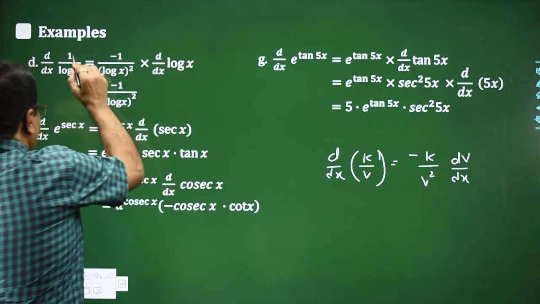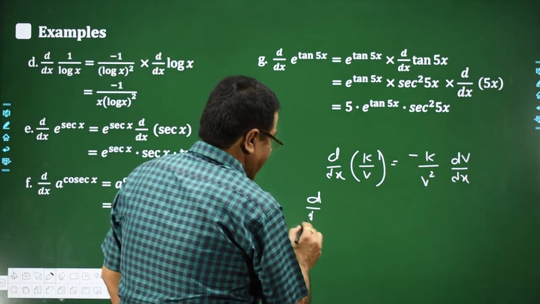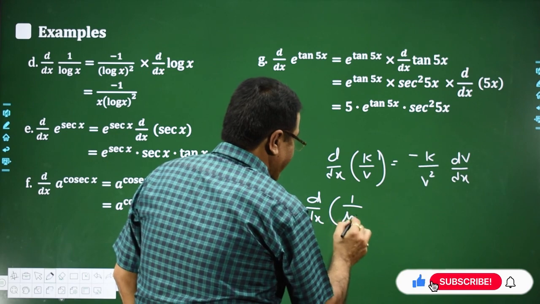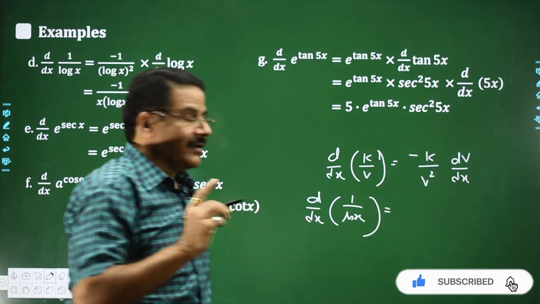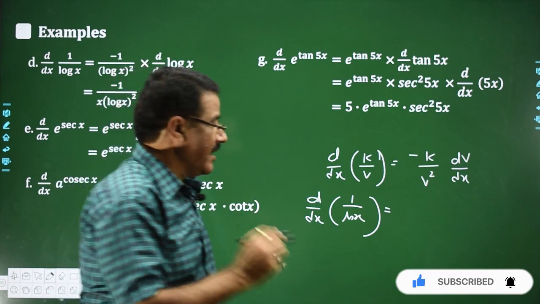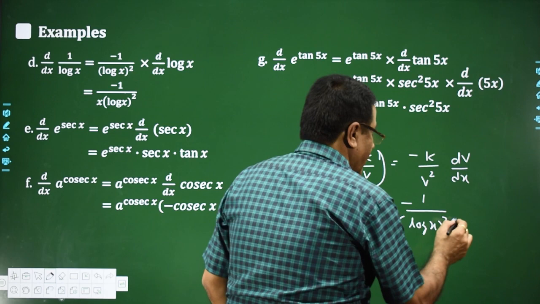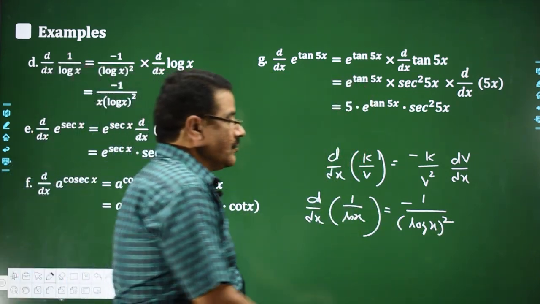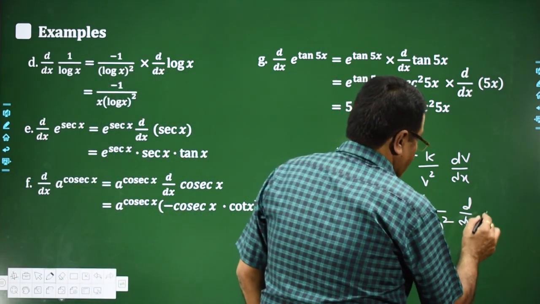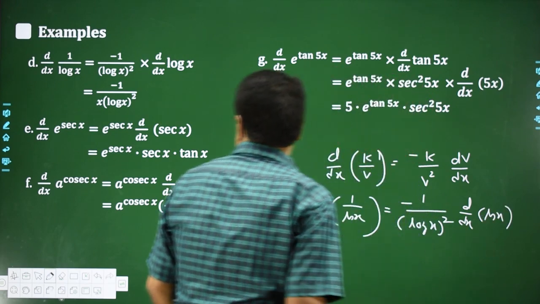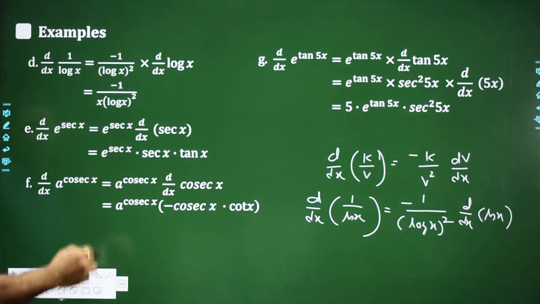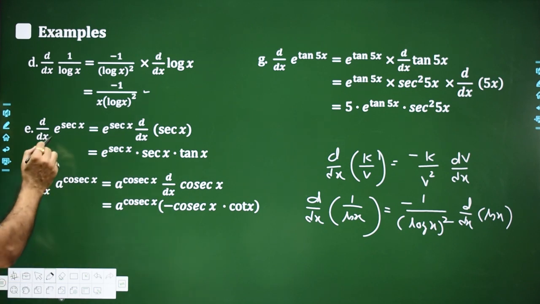Now, observe this 1 upon log x. Whenever we say d by dx of 1 upon log x, observe it, a constant term k is there in the numerator, and that is why minus 1 upon v square, means minus 1 upon log of x whole square, into d by dx of log of x, and we know that d by dx of log x is 1 upon x, and that is why the answer is minus 1 upon x into log of x whole square.